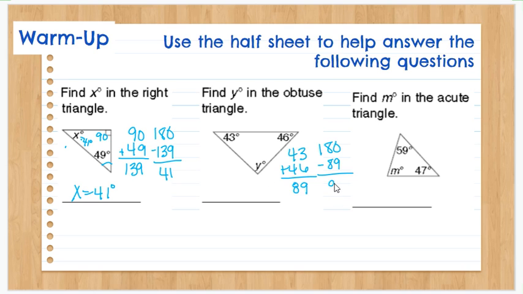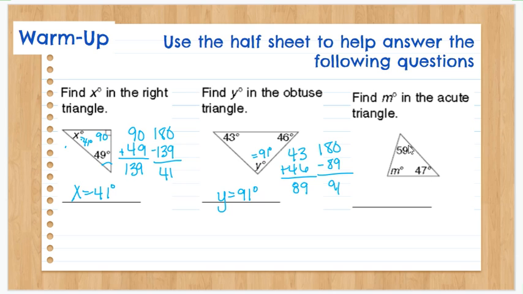And we get 91. So y equals 91 degrees. Because 43 plus 46 plus 91 equals 180. Over here we had 41 plus 90 plus 49 equals 180. All right, last one, find m.